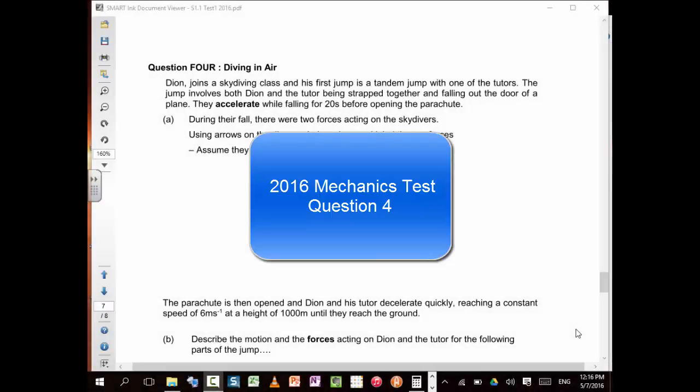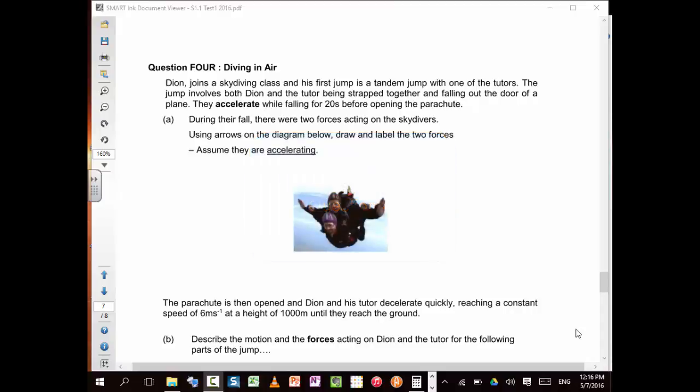The final question is about air resistance initially, and there's a bit about power at the end. So now we have Dion joining a skydiving class. They jumped out the plane and they accelerated while falling for 20 seconds before they opened the parachute. During their fall, there were two forces acting on the skydivers. Using arrows on the diagram below, draw and label the two forces and assume they are accelerating.